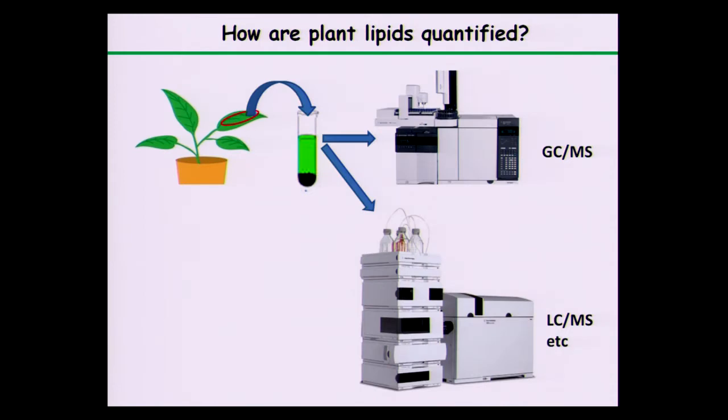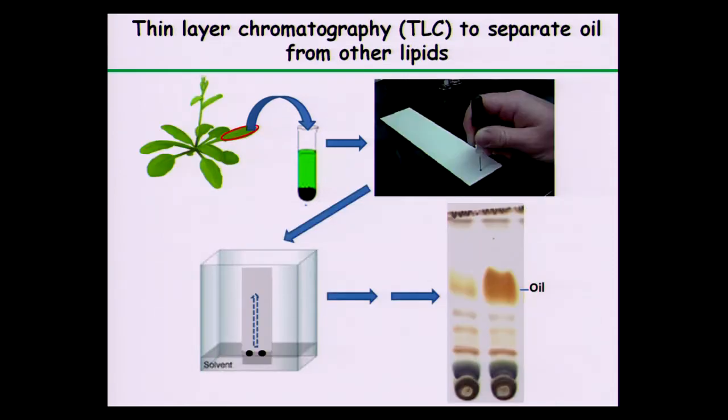So how do we normally analyze lipids? Lipids can be accurately quantified by using sophisticated machines such as GCMS, LCMS, and more. A simple way of looking at the lipids is by using a thin-layer chromatography technique. Here I show you an example of how we use this TLC system to separate oil from other lipids.